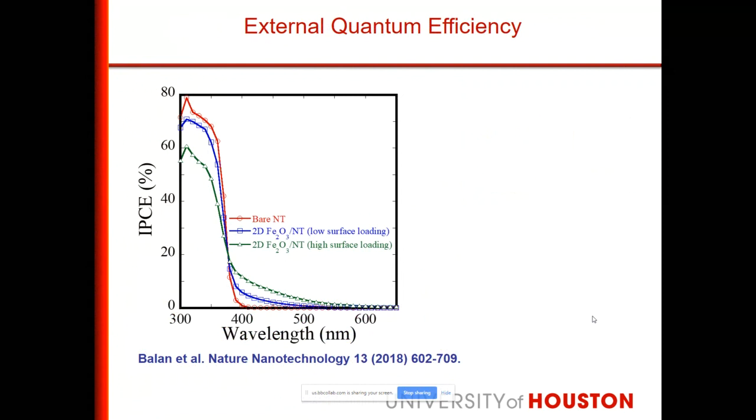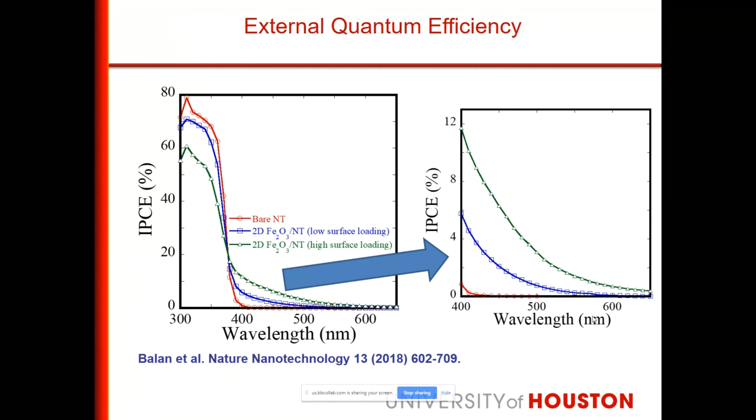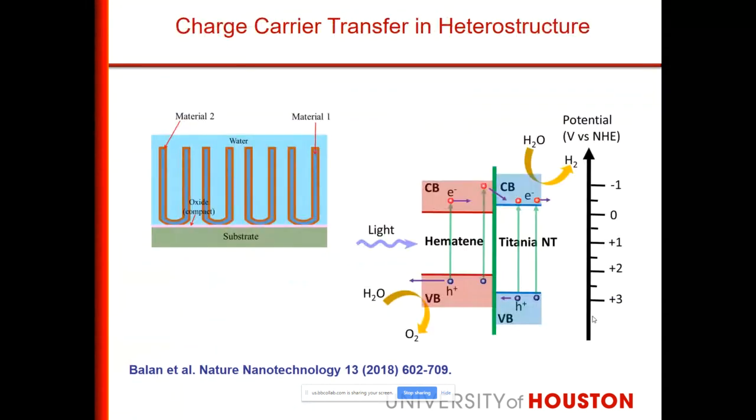Then we coated the titanium dioxide nanotube with this material, and we found that, originally, the nanotube had quantum efficiency only up to around 400 nanometer. After coating the hematene, we could extend the quantum efficiency to 500 nanometer. That means we are now broadening the light absorption so that we can increase the efficiency of the process. We got only up to around 12% with this material, but still it shows that we can broaden the light absorption using this approach.